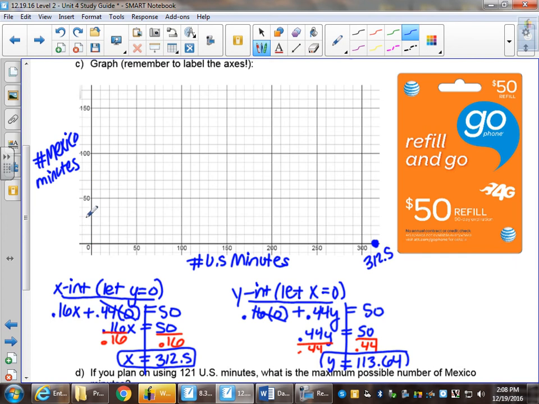113, 10, 20, 30, 40, 50. This is also counting by tens. So if this is 100, this is 110. 113 will be a little bit after that. And then we connect it.